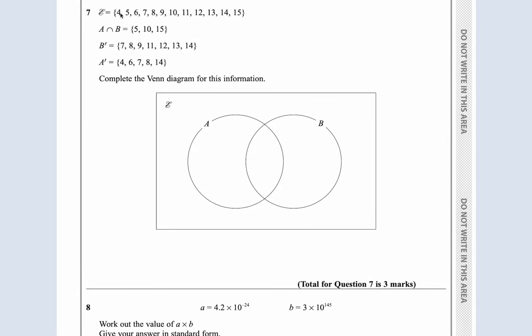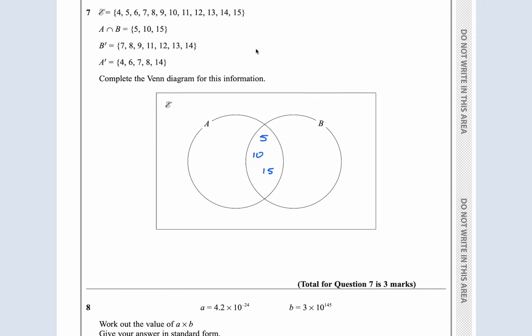This is the universal set, 4 to 15. Then the A intersection B, which is the middle, is 5, 10, 15, right? So this is going to be 5, 10, 15. Not in B, or B complement, so these are the numbers that are not in B, is 7, 8, 9, 11, 12, 13, and 14. And not in A is 4, 6, 7, 8, and 14.